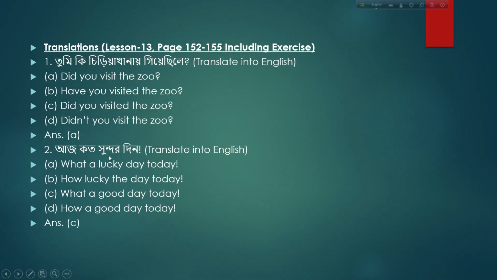Number 2, "Aaj koto sundor din." Translate into English. The options can be given this way: What a lucky day today. How lucky the day today. What a good day today. How a good day today. Do you know the correct answer? C. That is, what a good day today. This is the correct answer. So you should put the tick here, C.